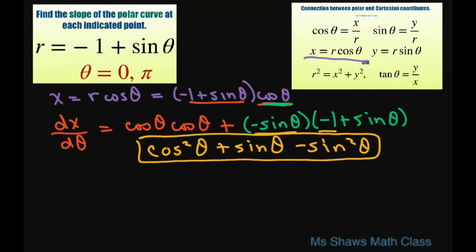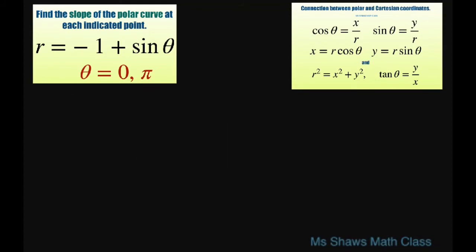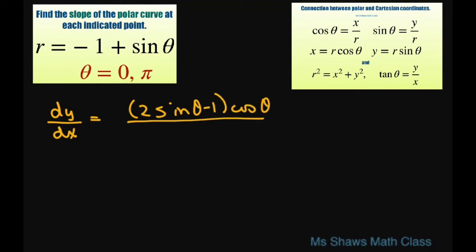Now let's go ahead and evaluate this. So we're going to get our derivative of y with respect to x now, which is 2 sine of theta minus 1 times cosine of theta, divided by cosine squared of theta minus sine squared of theta plus sine of theta.